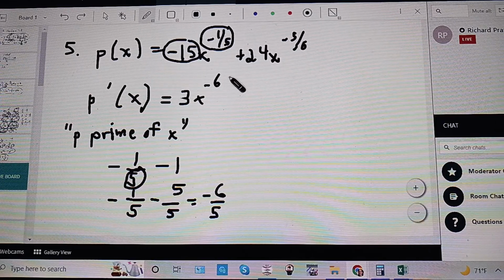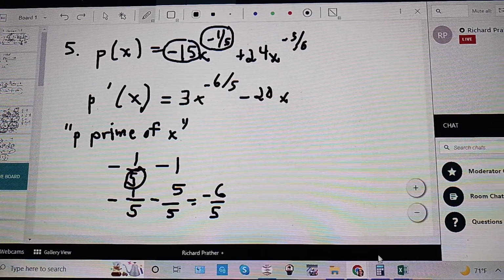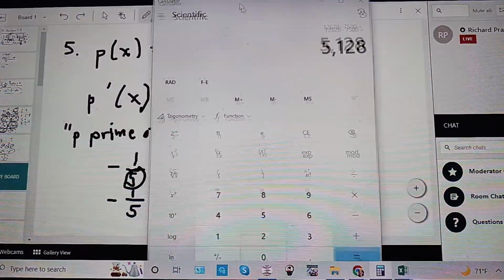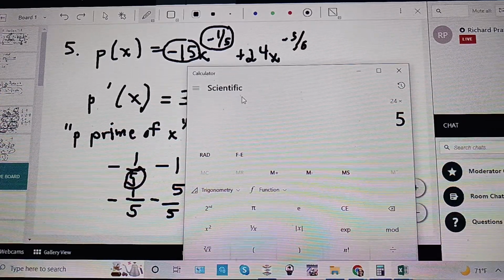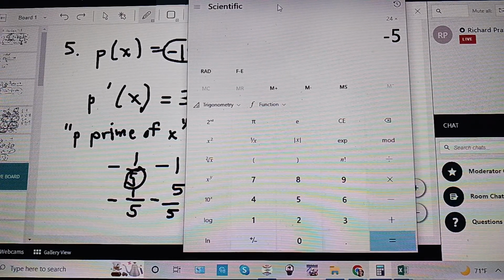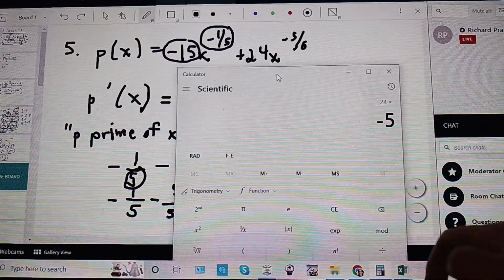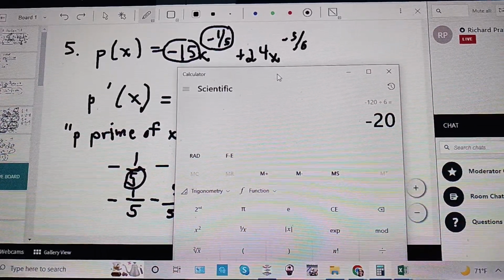And again, we don't care if it's messy as long as it's fully simplified. And then positive 24 times negative 5/6. You could either do 24 times negative 5 and then divide by 6. Or you can divide first and do 24 divided by 6 is 4. 4 times negative 5 is negative 20. It works either way. 24 times negative 5, I have hit this negative button on this calculator. 24 times negative 5 divided by 6 is negative 20.